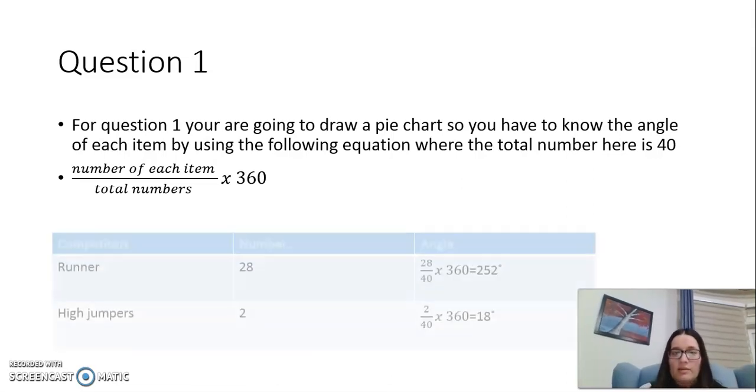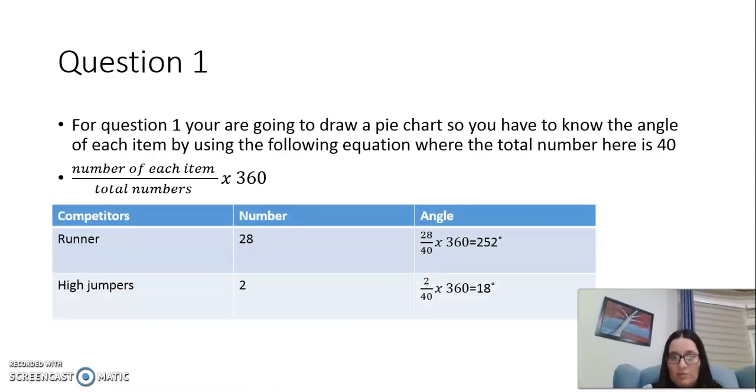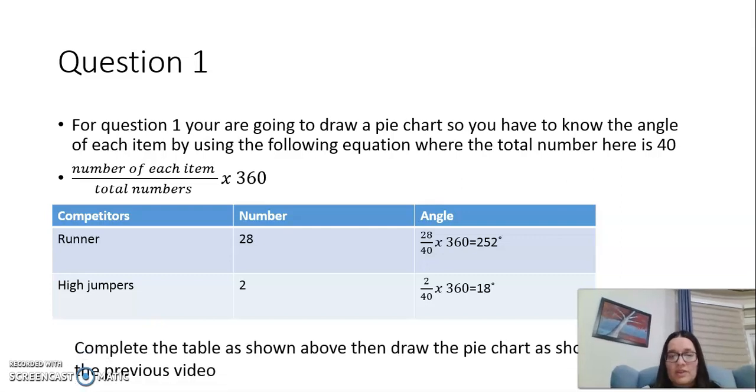So for the runner, I'm going to take the 28 divided by 40 times 360. So the angle of the runner will be 252. The angle of the jumper will be 2 divided by 40 times 360, which is 18. Now you can complete the table using the same equation. Then you are going to draw the pie chart as shown in the previous video.